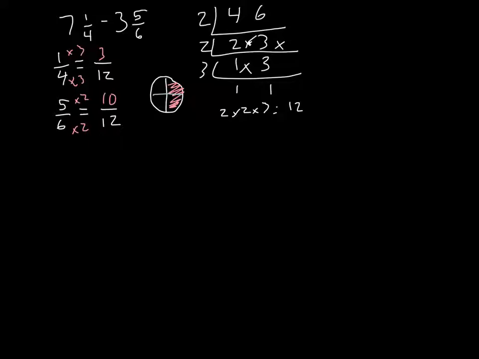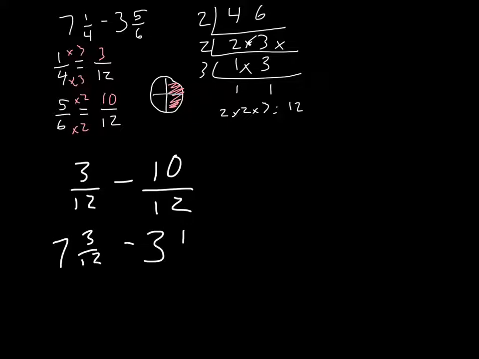So, my 1/4 changed into 3 over 12, and my 5 over 6 changed into 10 over 12. What's the issue going to be? Chantal. For sure. The 3/12 is smaller than the 10/12. I can't take 10 away from 3. So, just like Chantal said, we're going to now regroup. Because this was 7 and 3/12, take away what's now 3 and 10/12.